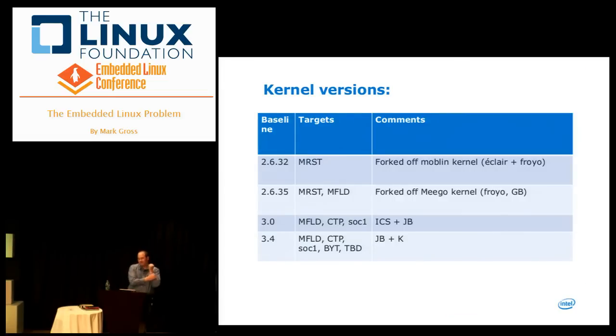So I'm just going to go through here. This is a rough history of what I've been involved with. Back in, I don't know what year it was anymore, but back in the 2.6.31.32 days, we started Android on Moorestown. And basically, we forked off the Moblin kernel at that point because they were doing Moblin at that time, and so we took the Moblin kernel and put the AOSP common Android patches on top of that baseline, and then we started hardening that for Moorestown. We did do one production product with Moorestown, the Cisco CS thing.